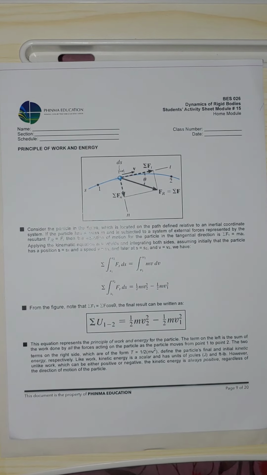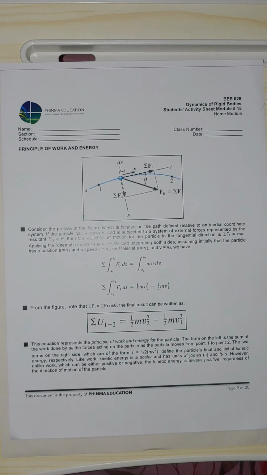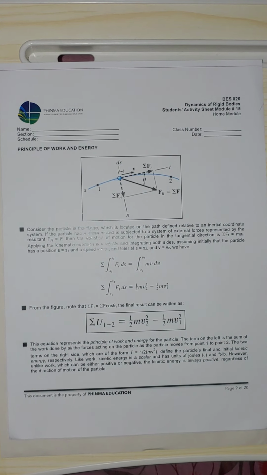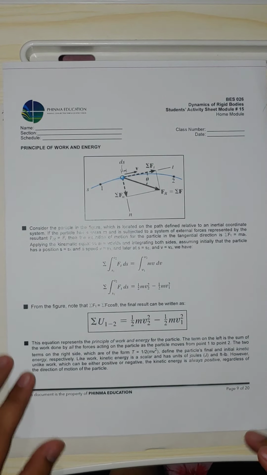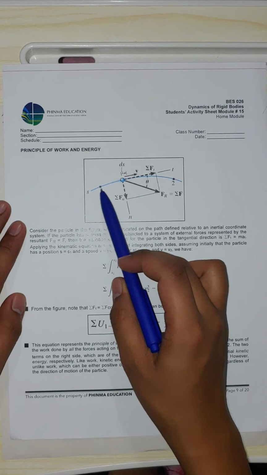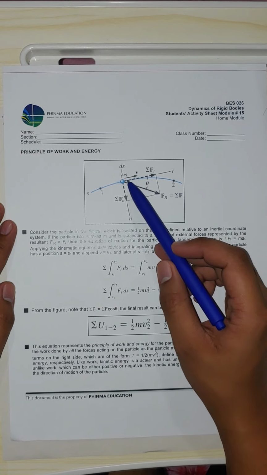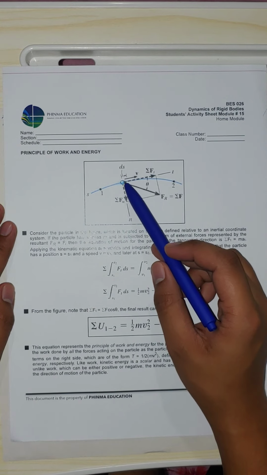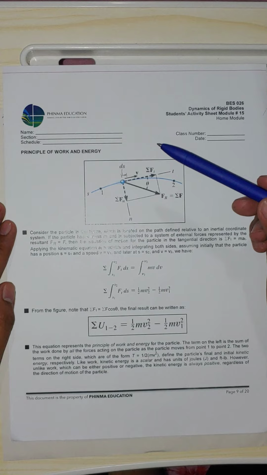Okay, now let's proceed to our main topic on our module 15, that is the relationship of work and energy. So, okay, we have a particle that is shown here. As you can see, this is moving in a curvilinear motion. In a curvilinear motion, we have three components, but here shown are two components of the curvilinear motion.